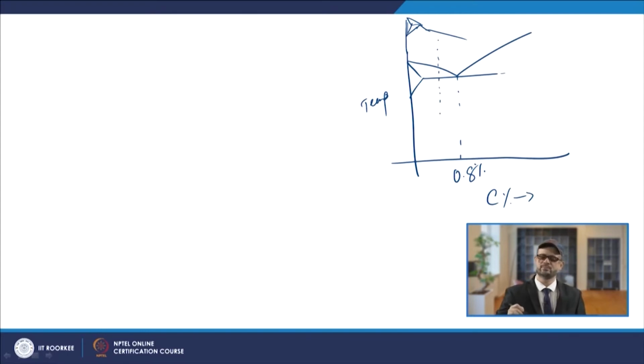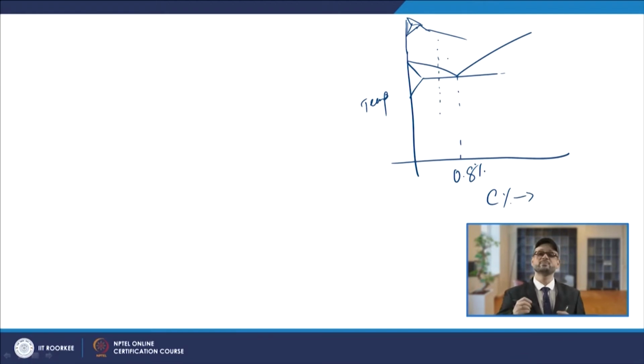Similarly, in the hypo zone, once you come below this temperature, you will have the austenite which is here. So this is a zone of austenite plus ferrite. You will have ferrite coming out and on this side you will have the pearlite. So on one side you have ferrite and on the other side you have pearlite. Cementite again is precipitating out.